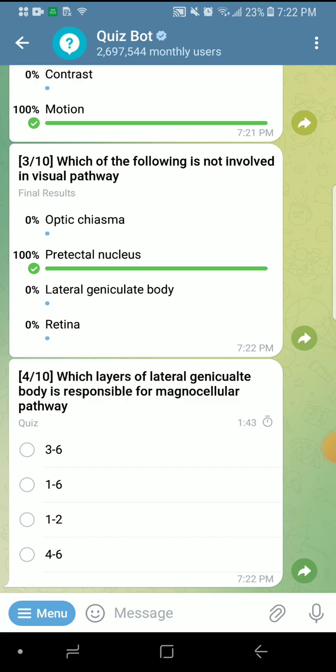Now actually in retina, the rods and cones are forming the impulse. From here the impulse goes to bipolar cells of the retina, then ganglionic cells of the retina, then nerve fiber axons, and then optic nerve. There are two types of ganglionic cells, M and P. M is magno, P is parvo.